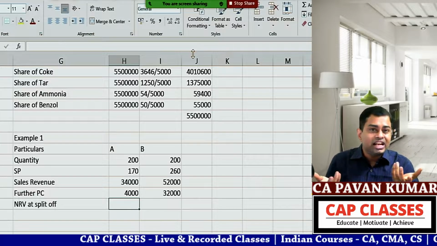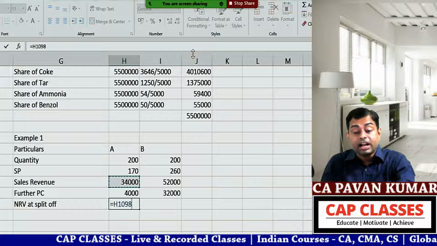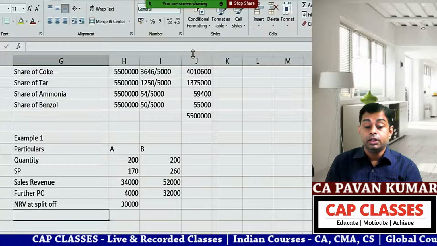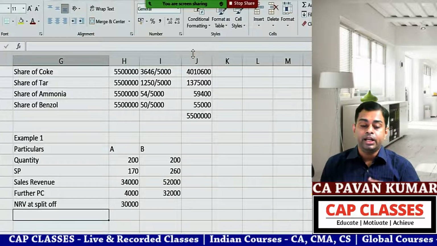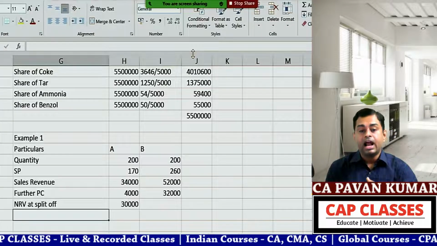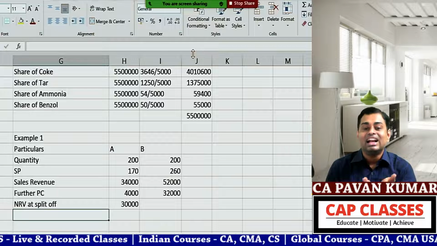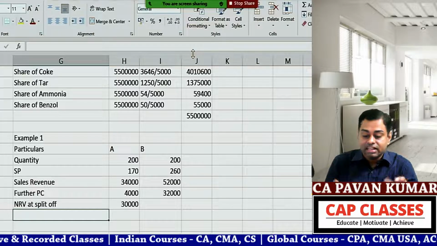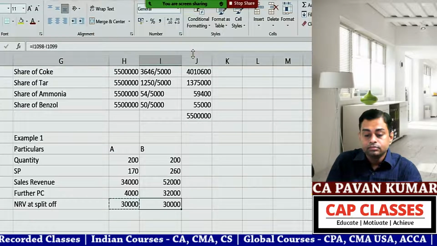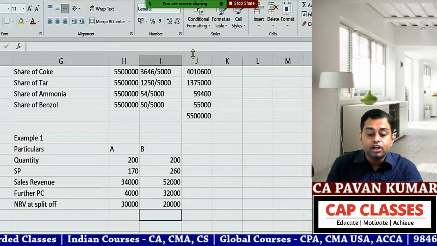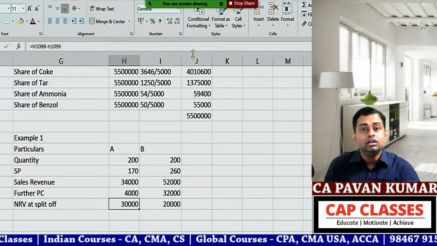They have not mentioned any profit. If they had mentioned profit, I would have subtracted that also. Pavan sir, you said net realizable value at split off point is sales revenue, subtract profit, then subtract selling expenses, no? That is not given here. Whatever the data is given, we'll consider that only. So net realizable value at split off is 30,000 and 20,000.